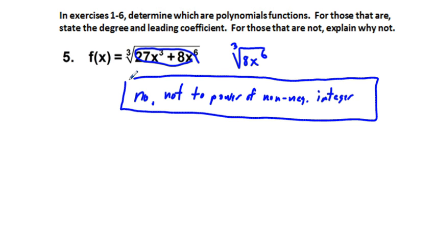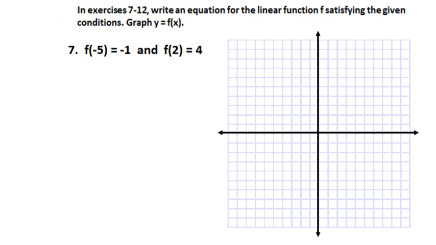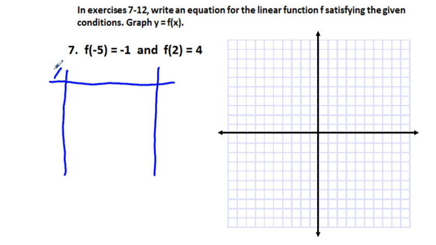All right, next odd number problem, which is going to be 7. And we're shifting gears. In problems 7 through 12, we're going to be writing an equation for a linear function f satisfying the given conditions, and graphing y equals f of x. What we have is, I'm going to make what I call a 3-column process chart to first determine the slope. So we're going to put x here, and f of x. So x is -5, and f of -5 equals -1. And down here we have f of 2 equals 4.